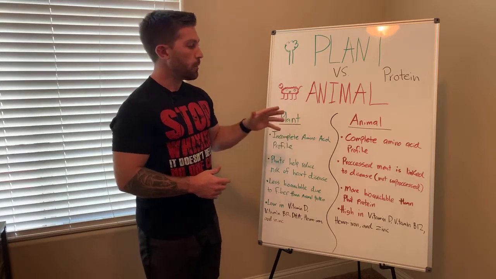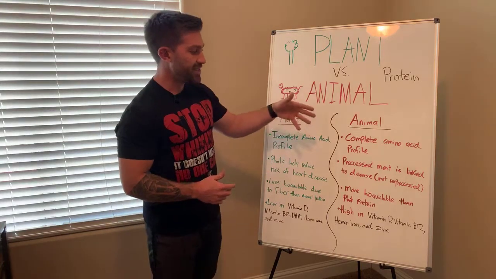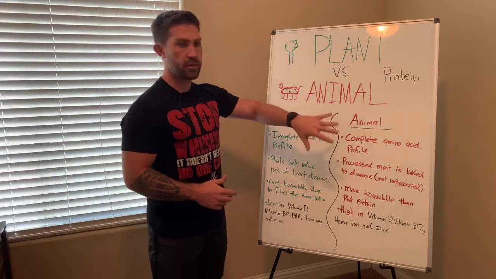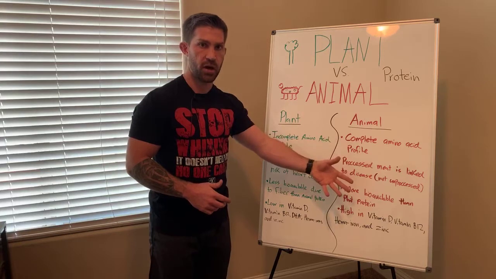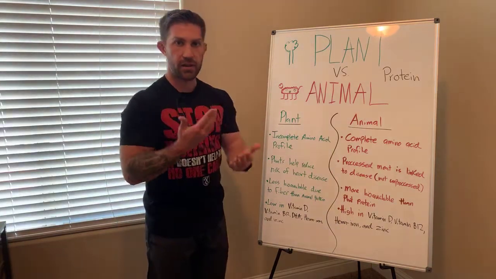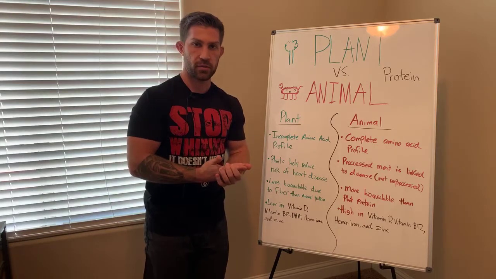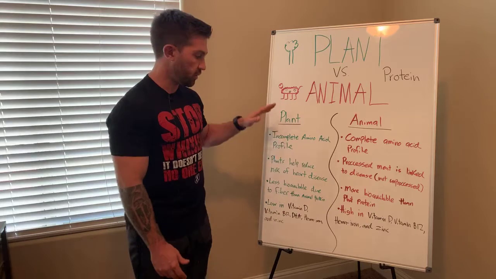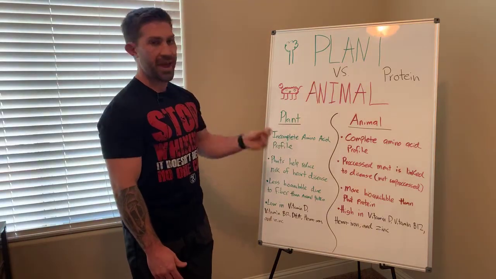So you should prioritize, based on all the information, animal protein to get most of your protein from animals, and I'll talk about why. And then use plants as a way to get fiber, vitamins, and nutrients, and not necessarily because of their protein content. It'll become pretty obvious why that is the case.